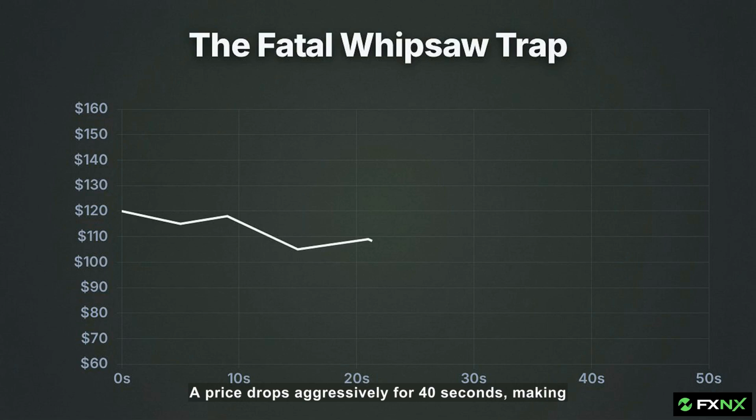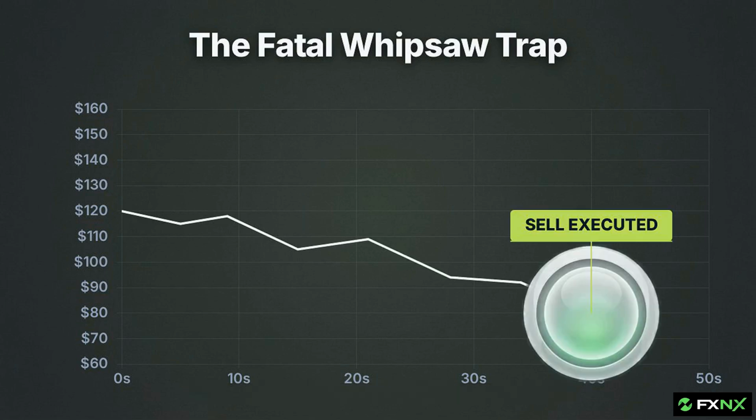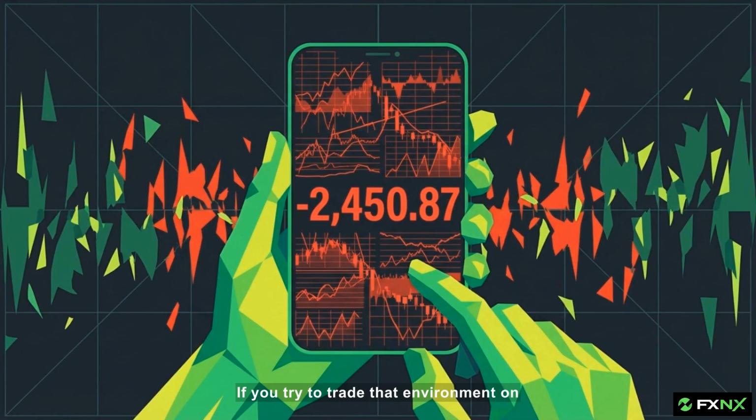A price drops aggressively for 40 seconds, making you think a massive sell-off is happening. You execute a trade, and 10 seconds later, the price snaps violently back in the other direction. If you try to trade that environment on raw instinct, the noise will drain your capital.